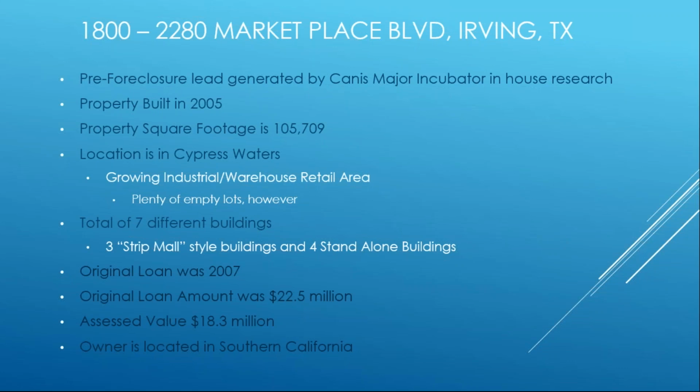The property was built in 2005. It has nearly 106,000 square feet. Its location is in Cypress Waters, which is a kind of a growing industrial warehouse retail area. And when I say warehouse retail, I'm talking about it has a lot of big box stores, like Fry's has the Dump Furniture Store and Home Depot and that type of thing. But there are also a lot of empty lots around there. The shopping center has a total of 7 different buildings. There are 3 strip mall style buildings and 4 standalone buildings.